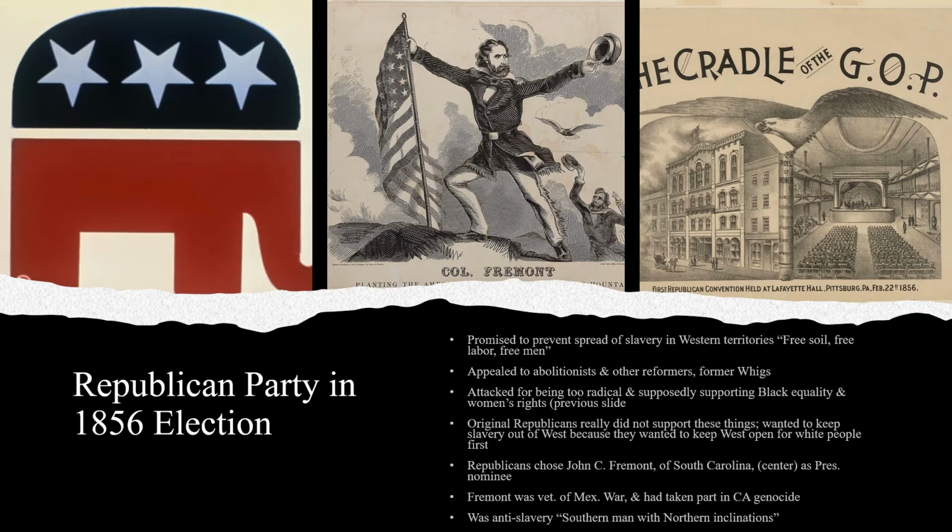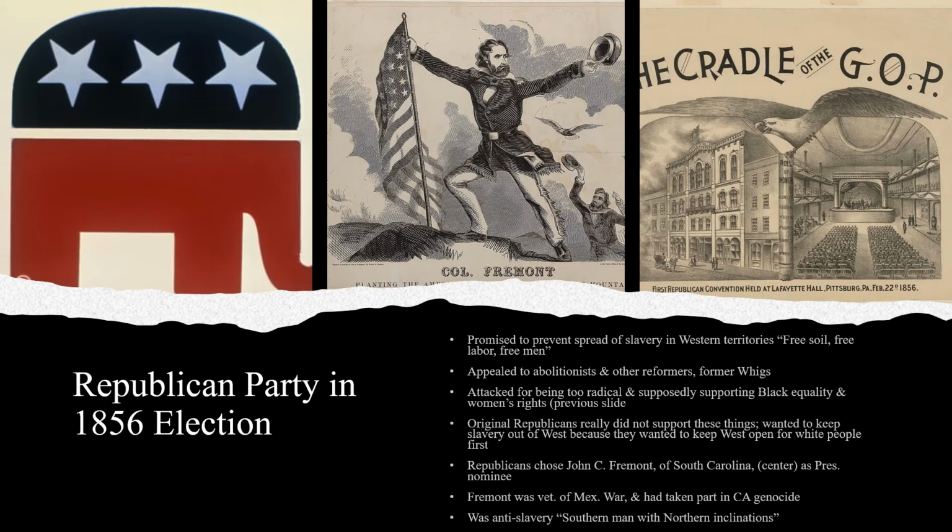For their nominee, the Republicans chose John C. Fremont of Georgia, an explorer, a veteran of the U.S.-Mexican War, and former military governor of California. Fremont, in contrast to Buchanan, was a Southern man of Northern inclinations. Fremont opposed the extension of slavery, and he thought that the fugitive slave law should not be enforced.